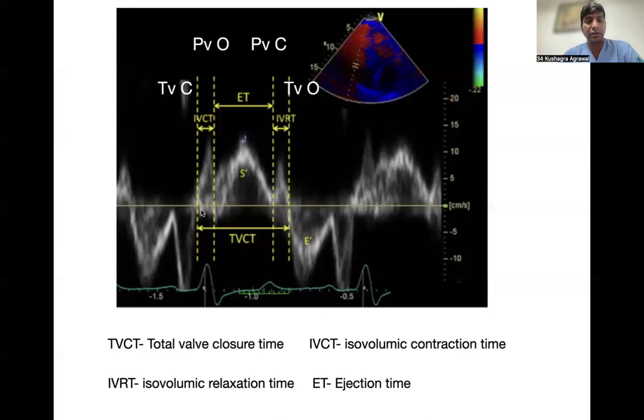So we measure this time: IVCT, isovolumetric contraction time, plus IVRT, isovolumetric relaxation time, divided by ejection time. A high time for isovolumetric contraction shows poor contractility, and if it takes a high time in relaxation, it means poor diastolic function.